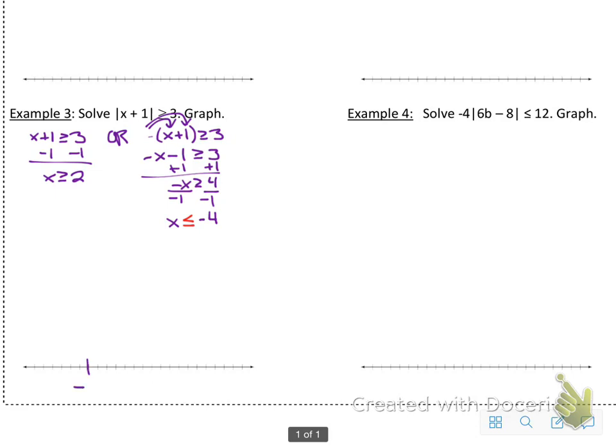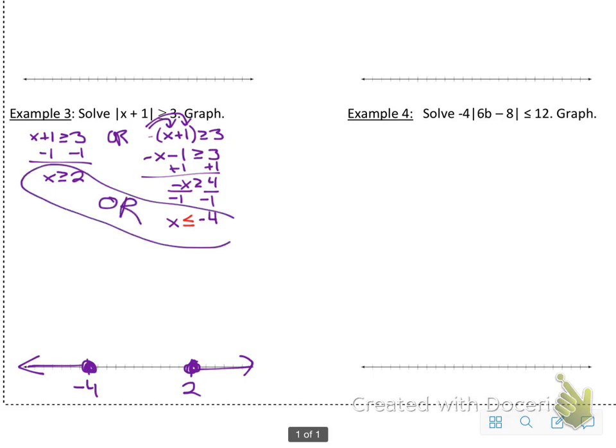So we're going to come over here, put our negative 4 and our 2. They're both closed because it's or equal to. And then it's less than negative 4, so we're going this way. It's greater than 2, so we're going that way. Okay, so we have the or, and that is our answer.